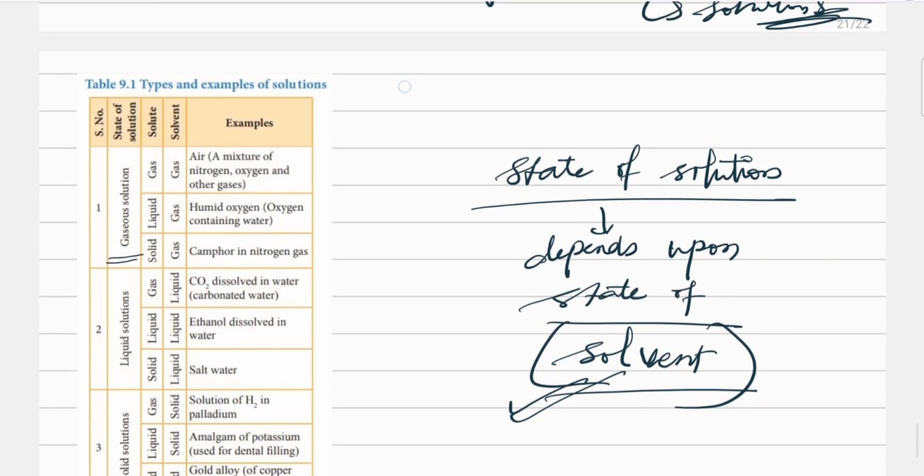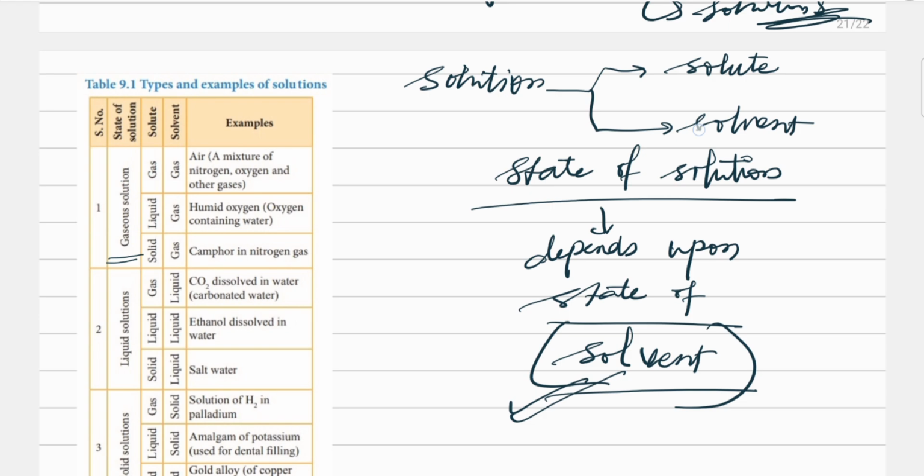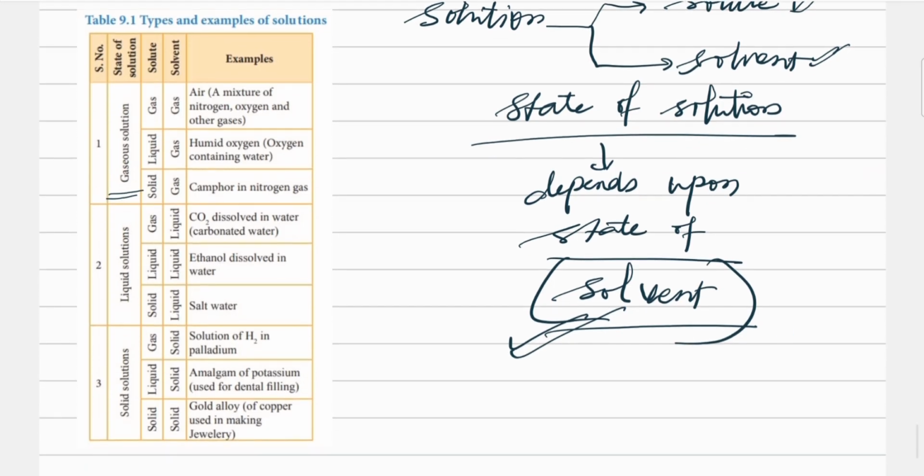And you should also know that solution has two components, solute and solvent. Solvent is mostly present in the larger amount and solute is present in the smaller amount. So that is why the state of the solution is the same as that of the solvent. Let's talk about our solutions now. Okay, first one is where solvent is in the gas form.